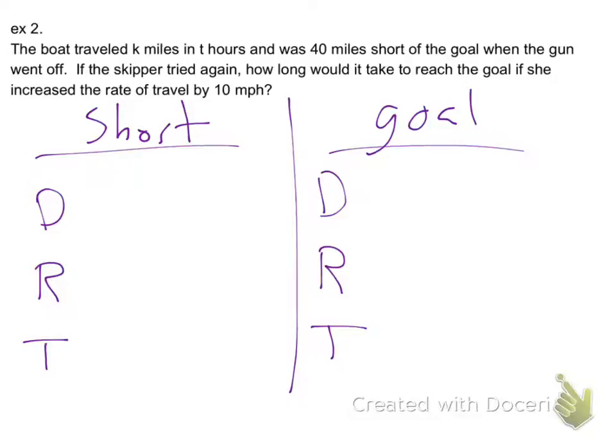How far is it going to go? K miles. Do we know how fast? No, we don't know how fast. We know T, right? T hours. This is what the problem has. And then it was 40 miles short. So are we going to put the 40 miles in here? No. We don't care. Can we find the rate? The rate is the distance divided by time. So the rate is K over T, miles per hour.